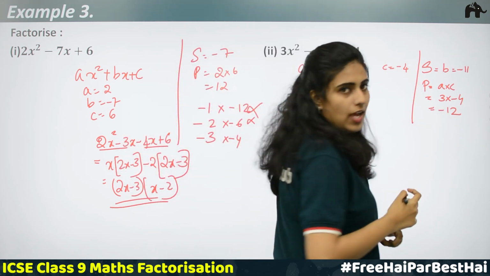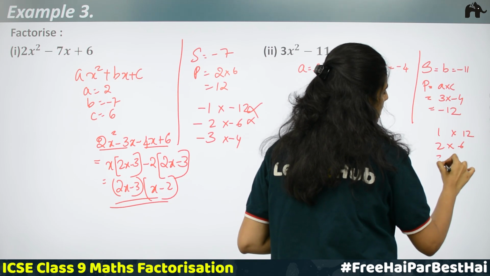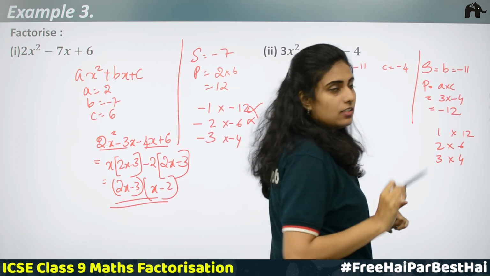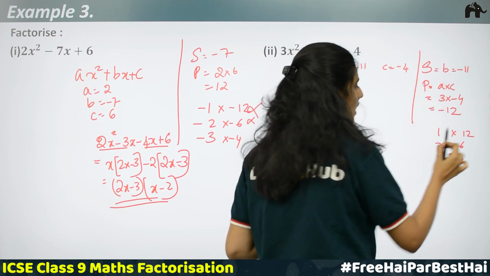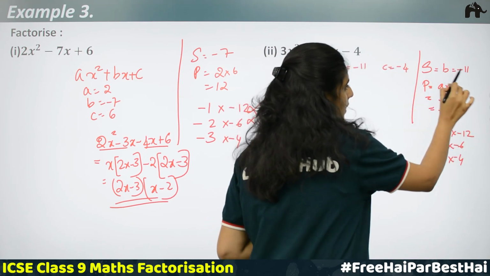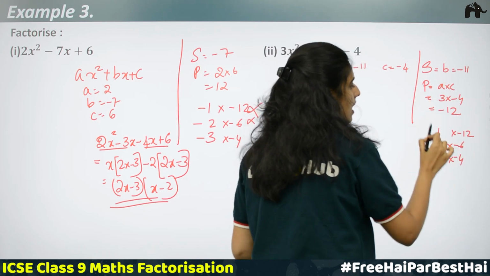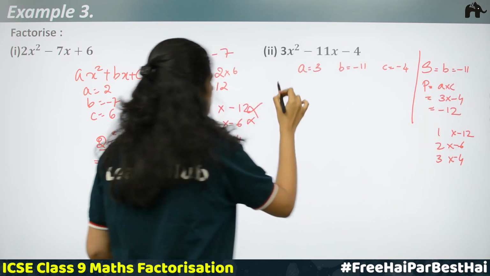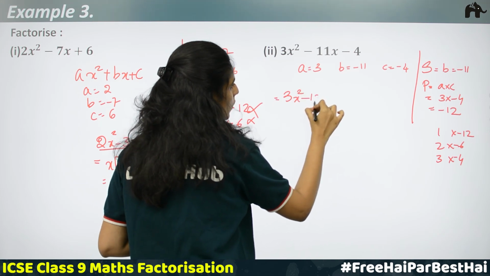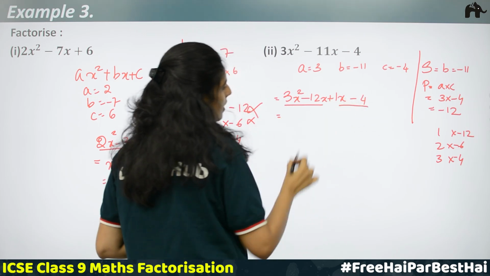So how to get 12? To get 12, it is 1 into 12, 2 into 6, 3 into 4. One number should be negative. Okay. The greater number should be negative. Why? Because sum is negative. Okay. So minus 12, minus 6, minus 4. Now, you should get the sum to be equal to minus 11. 1 and minus 12 when taken, you will be getting minus 11. 1 minus 12 is minus 11. Okay. So, splitting the middle term, 3x square minus 12x plus 1x minus 4. So, here on grouping, what is common?